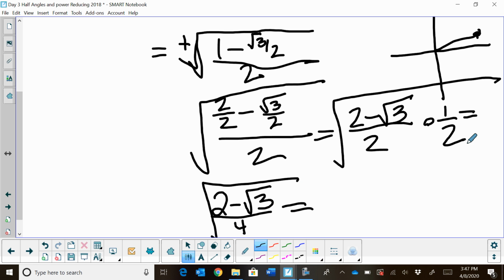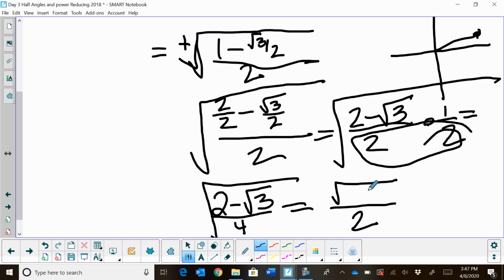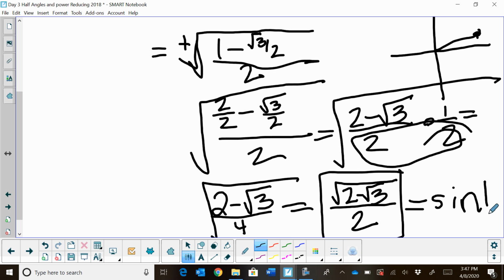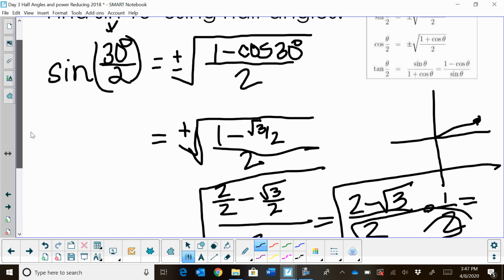Now, what's nice about this is because we multiply these 2's together, I can now bring that 2 out, and I just have 2 minus the square root of 3 all under the radical on top, all over 2. So there's the value for the sine of 15. Now, I did kind of skip a step, so let's go back and talk about it.